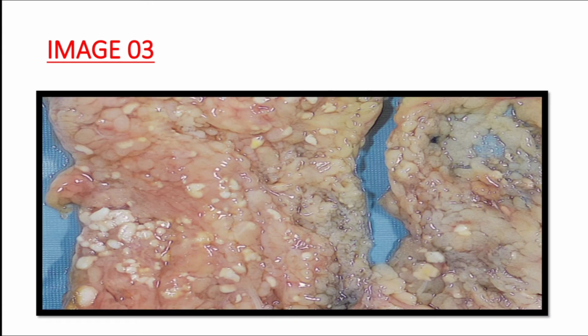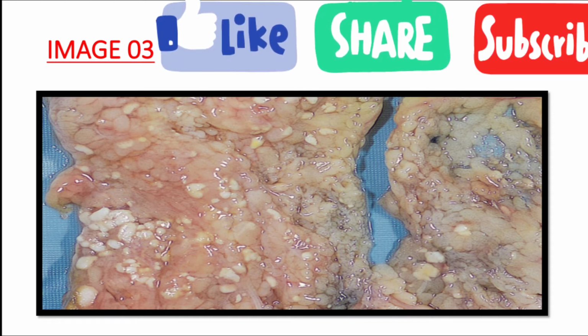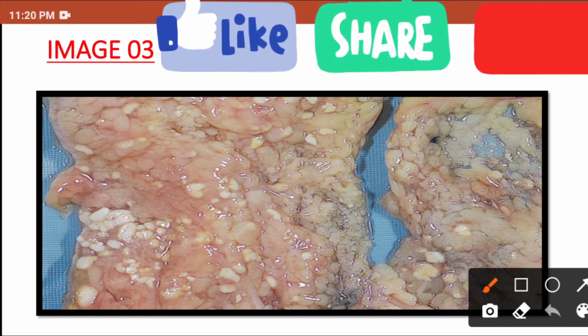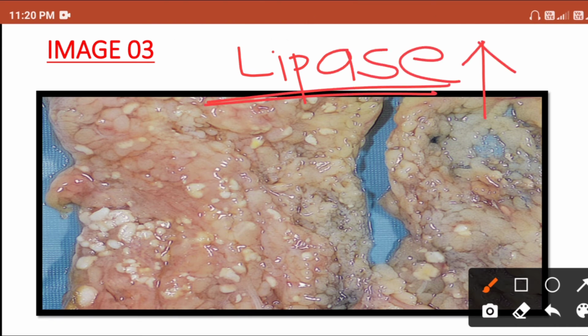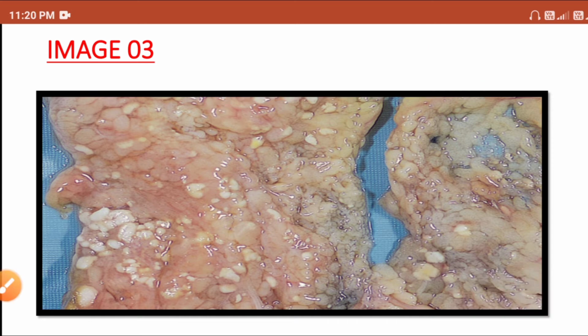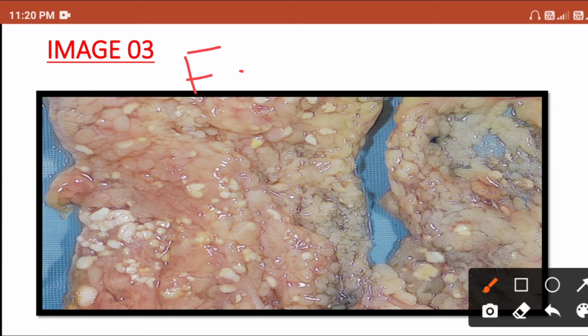Why is it fatty necrosis? Because guys, in organs that are rich in fat, fatty necrosis is seen when the enzyme lipase is increased, like in pancreatic pathology or because of some other pathology. If lipase is increased, it will break down the fat in the fatty organ, and because of fat breakdown, you will release fatty acid.